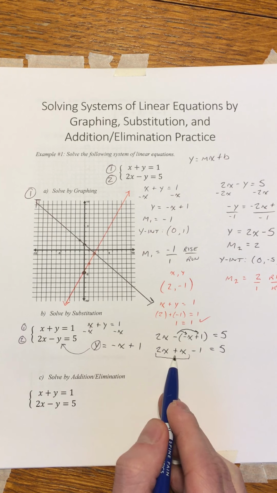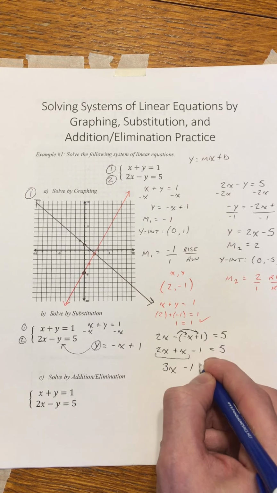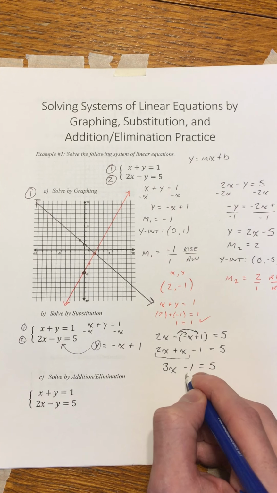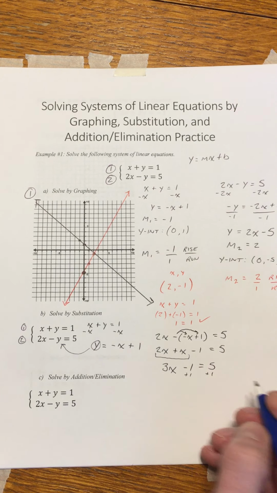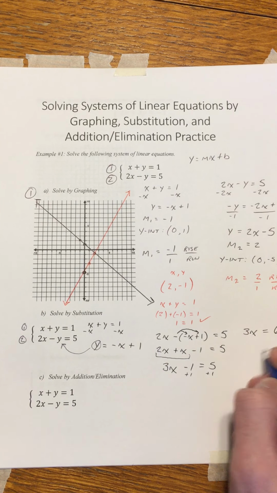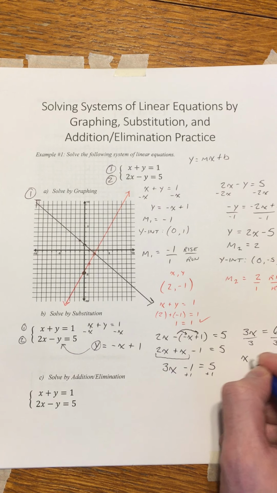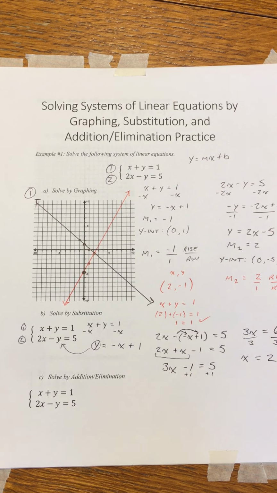So now we're going to combine these two like terms. 2x plus x gives us 3x, minus 1 equals 5. We can add 1 to both sides of our equation. When we do that, we end up with 3x is equal to 6. Now we can solve for x by dividing both sides by 3. And what we have is x is equal to 2.